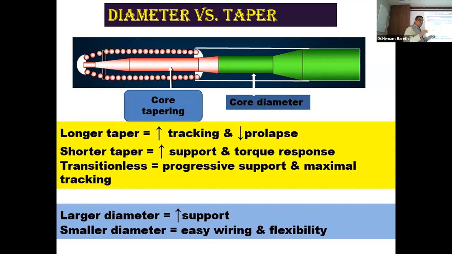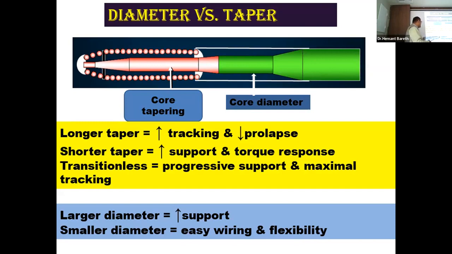But a shorter taper will give more support, because more thickness of core is extending to the tip, and it will also have more torque response because more core is present to the tip, and therefore 1:1 transmission. The problem will be that it might prolapse. So sometimes we have seen you are trying to put the wire and you push the wire and suddenly you see the tip bends. That will happen if you have a shorter taper. With a longer taper, this will not happen.